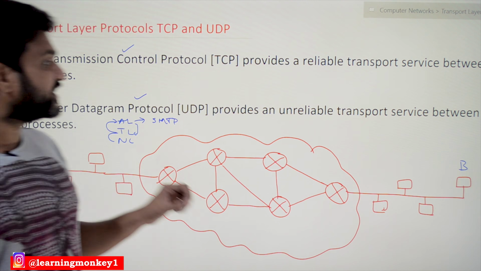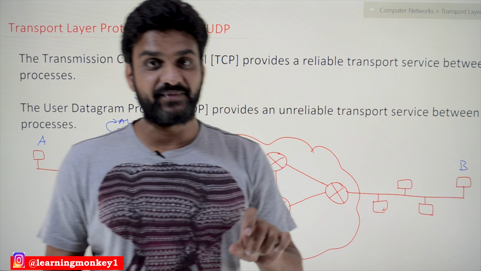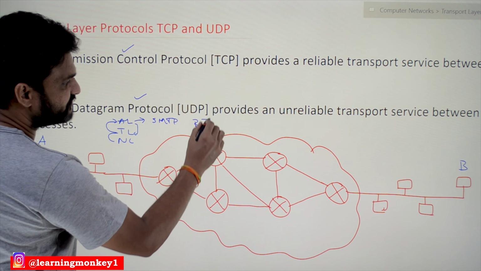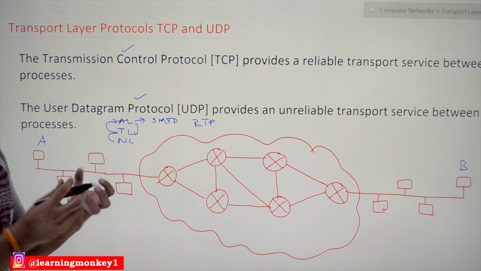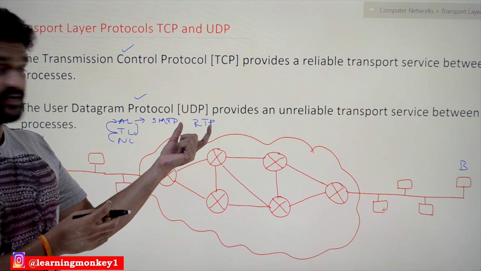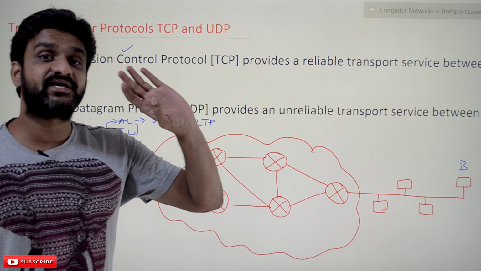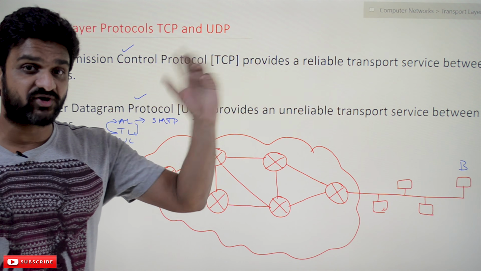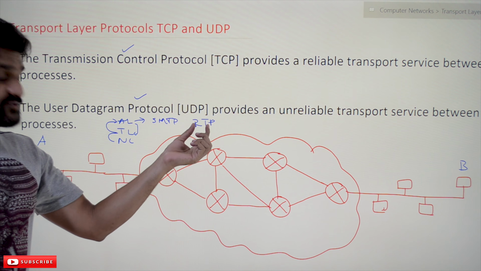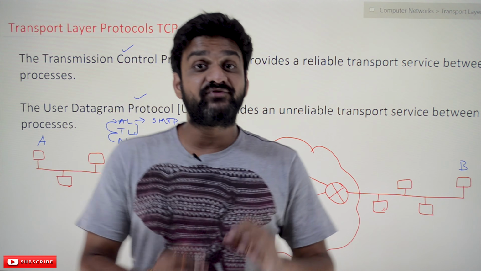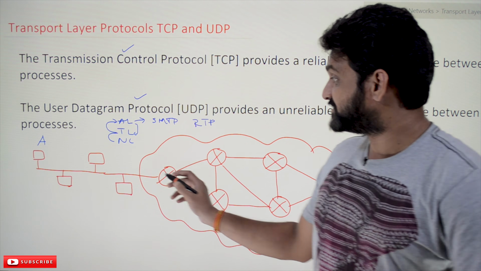For example, if you take applications for UDP, the protocol is RTP, which stands for real-time transport protocol. If you are transmitting video content or audio content, they are transmitted by using the RTP protocol. So what does that mean? Why don't we need any reliable communication?